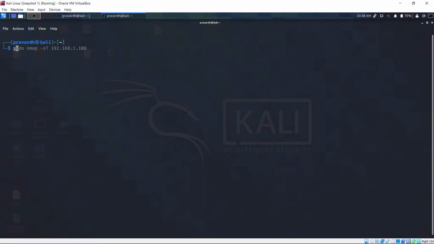So let's get started. Again, you need sudo privileges for this. And last time we saw that it said dash S capital S. Over here it is dash S capital T, because T stands for TCP, so it's easier for you to remember. And again, we have our target IP address. Let's press enter.